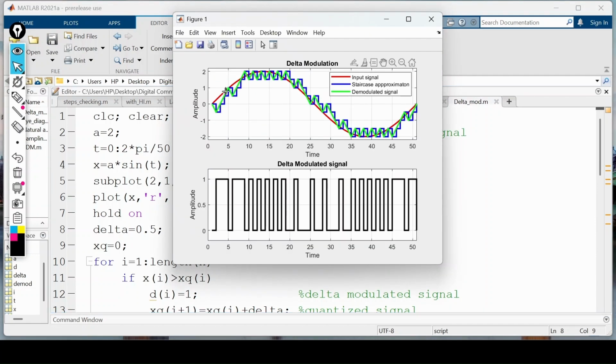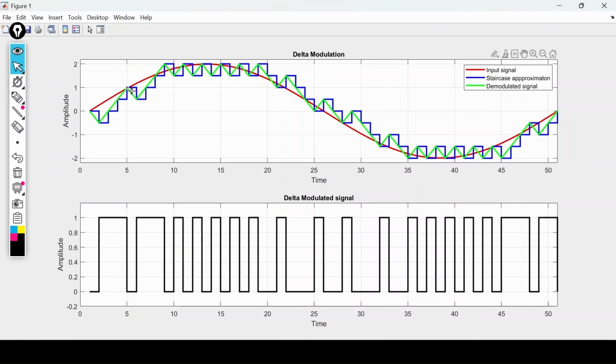You can see there is a difference. Here you can see that in some parts of this region, this slope is greater than the message signal slope. Let's discuss it. Here the message slope is less and the DM modulation slope is greater, so it is granular error. In this part the message slope is greater, which means here it is the slope overload error. I think you understand what I am trying to say.